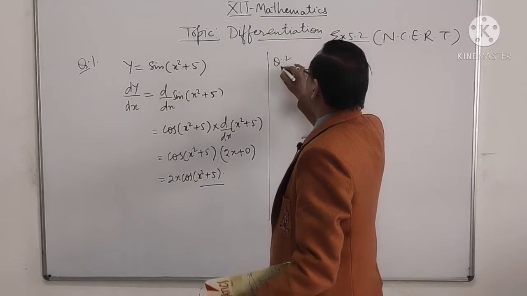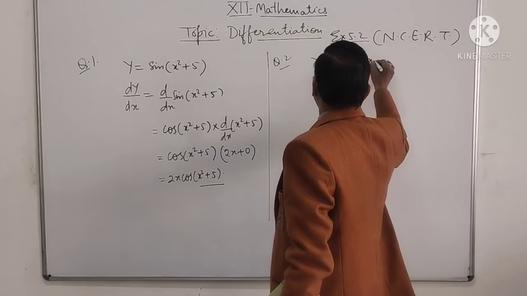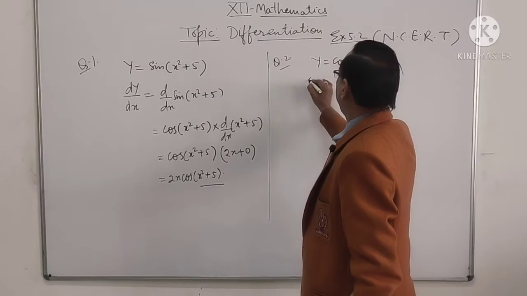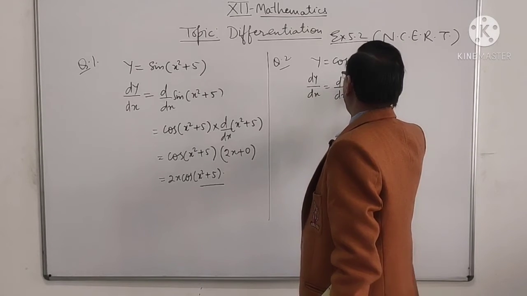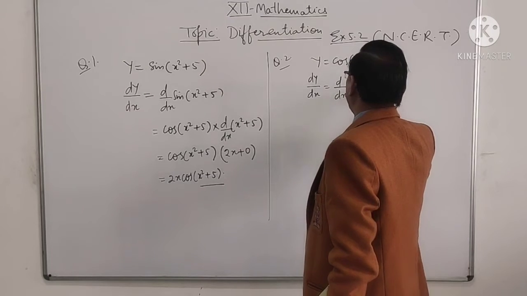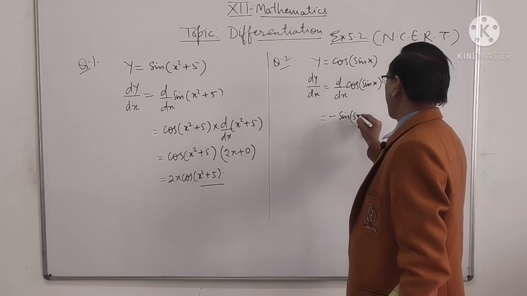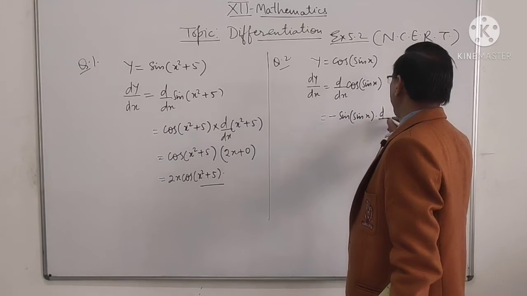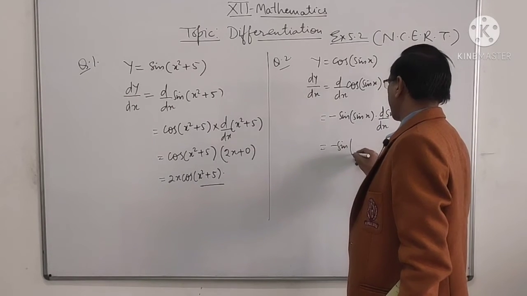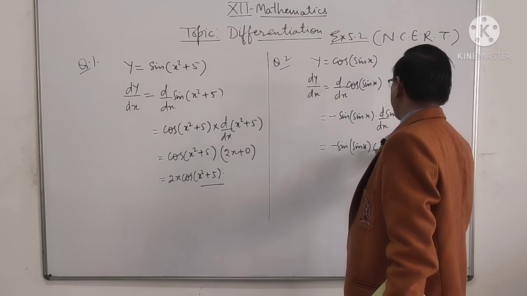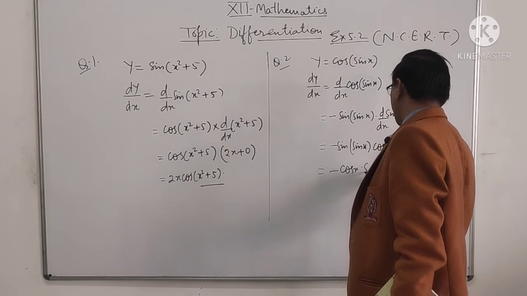Question number 2. y equal to cos(sin x). Its derivative dy/dx is d/dx of cos(sin x). Now, the derivative of cos x is minus sine x, so it is minus sine of (sin x) into d/dx of sin x. The derivative of sin x is cos x. So it is minus cos x into sine of (sin x).